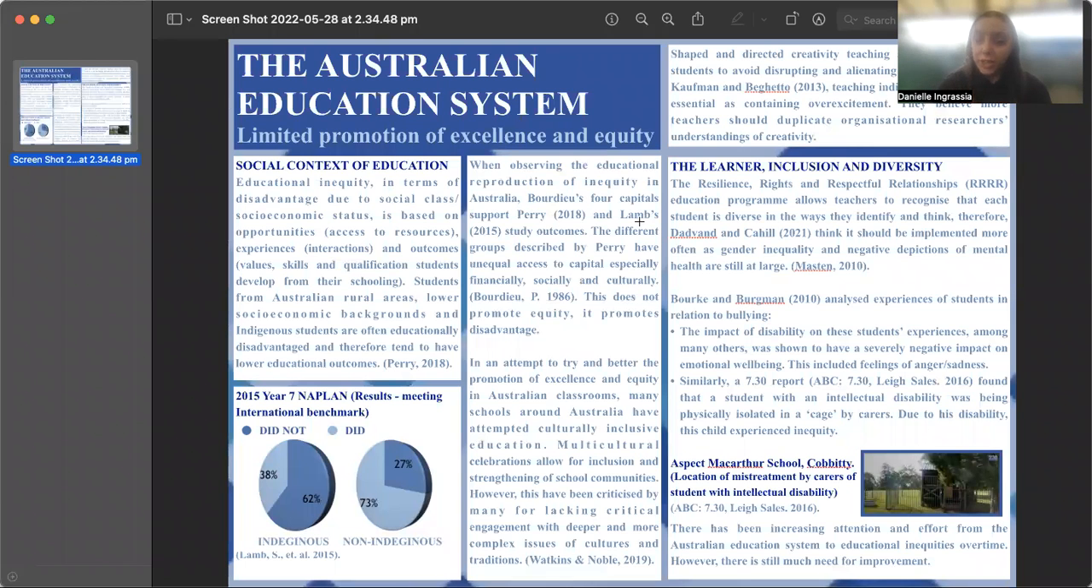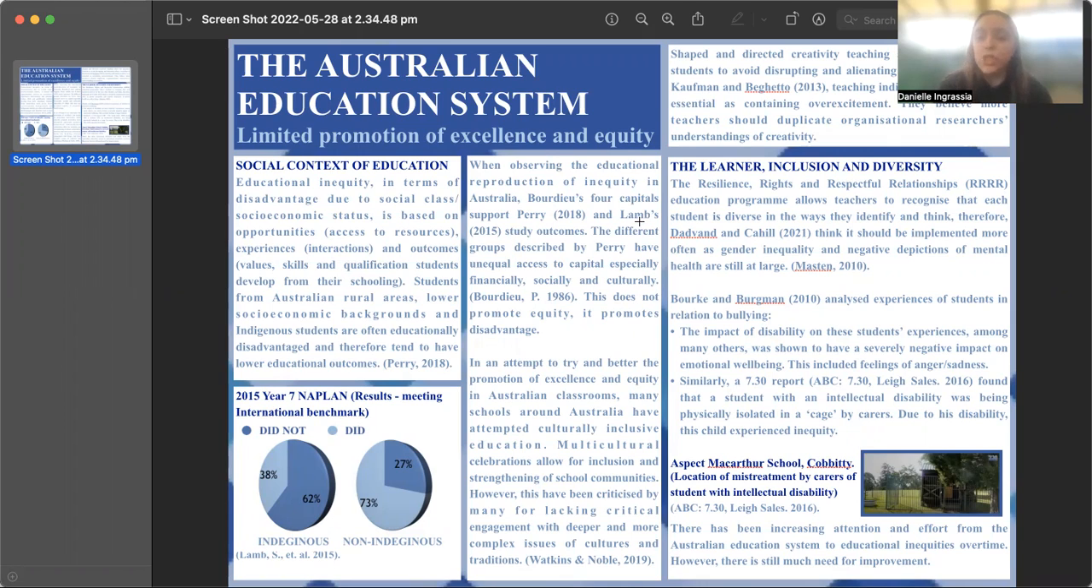Goal one of the education goals for young Australians, for students in Australian school settings, is that the Australian education system promotes excellence and equity. The factors limiting excellence and equity include social class and socioeconomic status, the forms of capital, cultural inclusivity, creativity, gender, mental health, and disabilities.